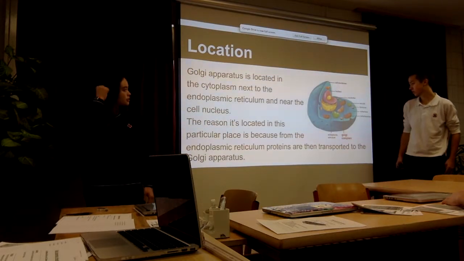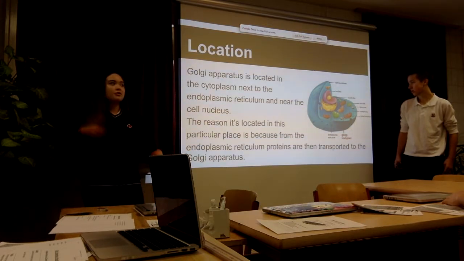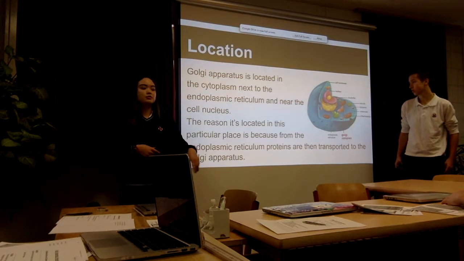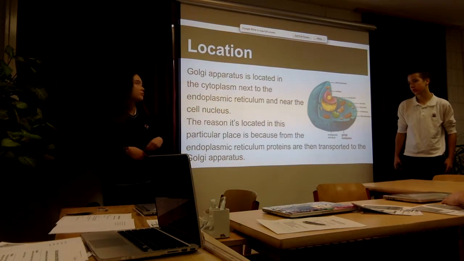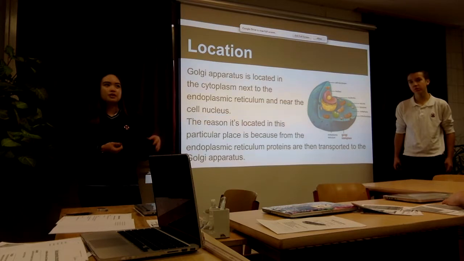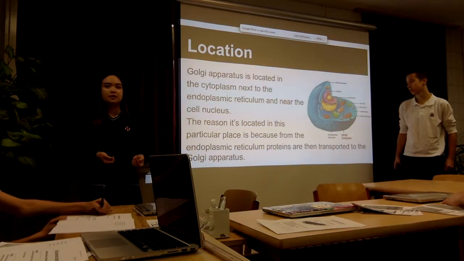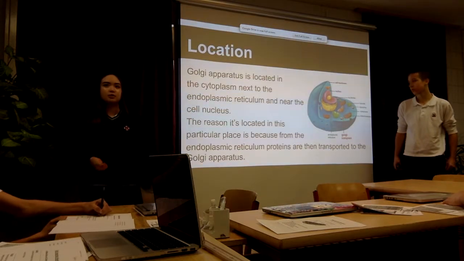And so the reason why it's there is because part of its job is to make protein with the endoplasmic reticulum. And so it actually transports into the Golgi apparatus from the endoplasmic reticulum. So the location is very important because if it wasn't next to the endoplasmic reticulum, it wouldn't be able to perform its job properly. And if it was found elsewhere in the cell, it wouldn't be able to function properly either.